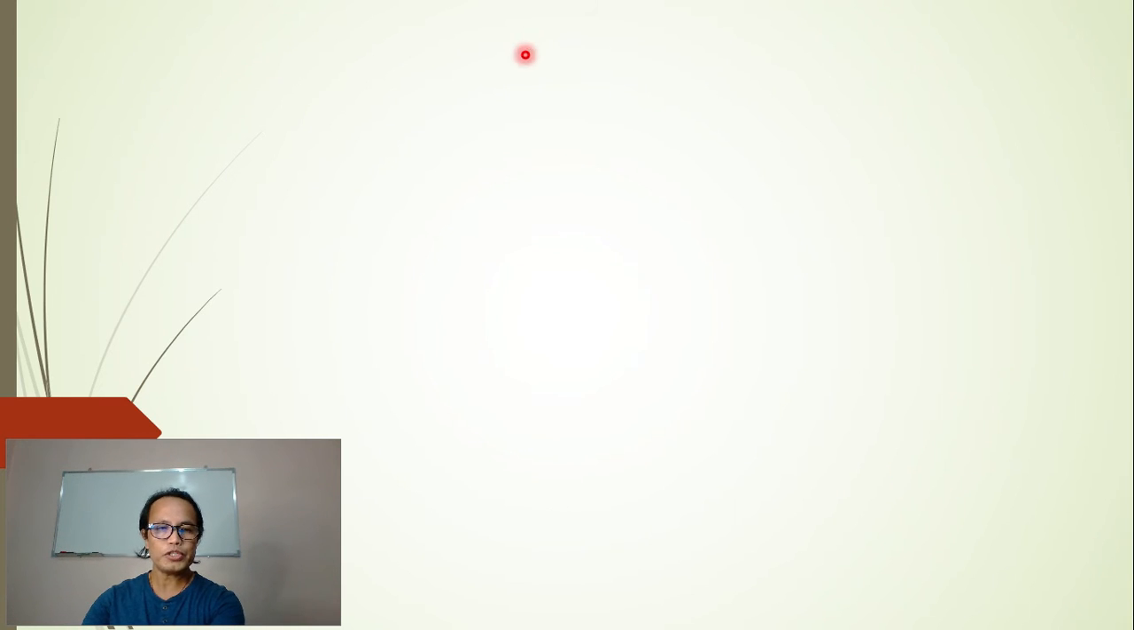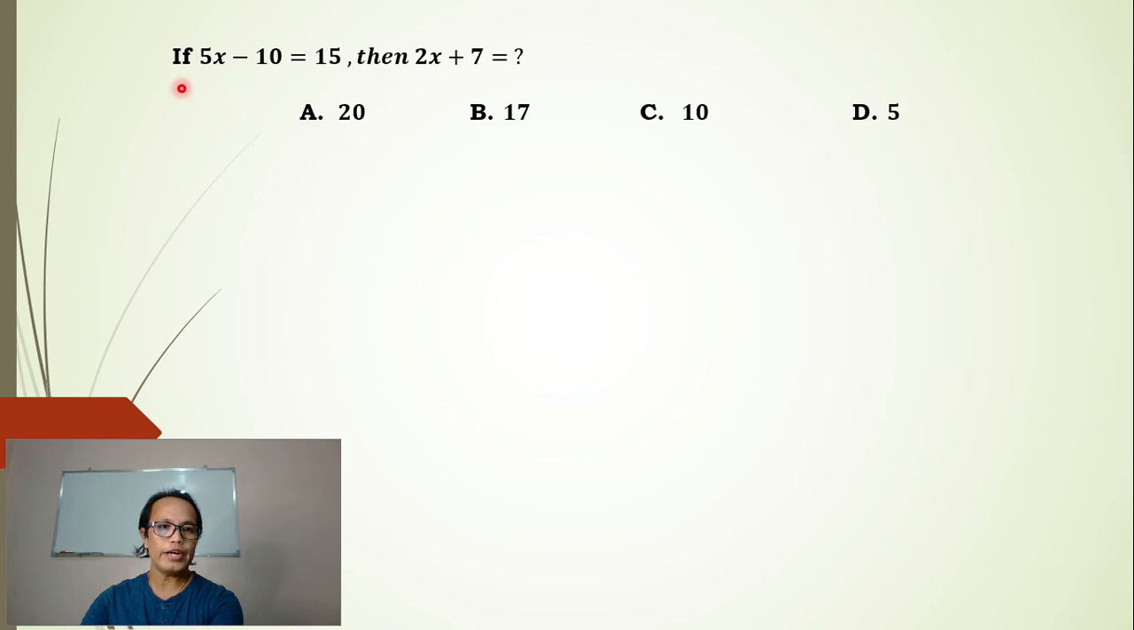So let us proceed to our next example. We are given, if 5x minus 10 is equal to 15, then 2x plus 7 is equal to blank. So in this example, we are given an if-then statement.